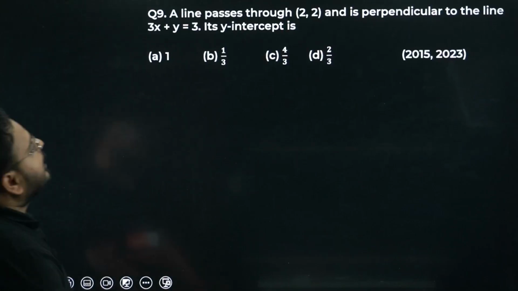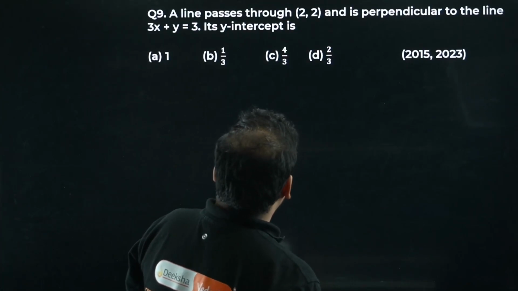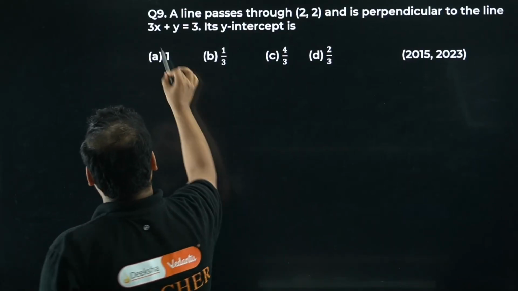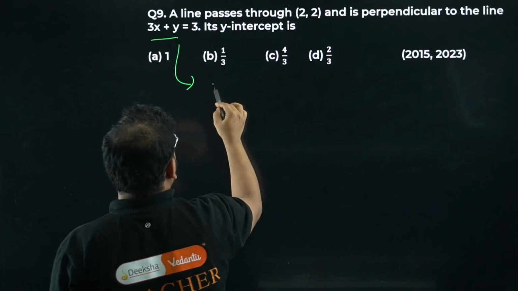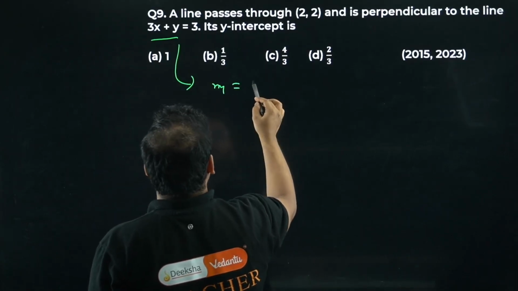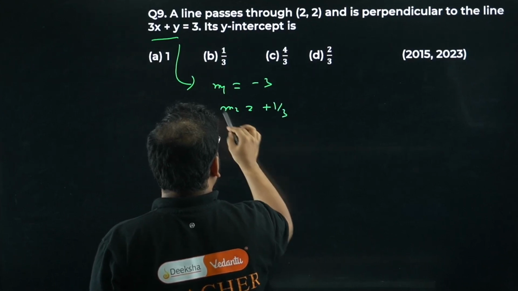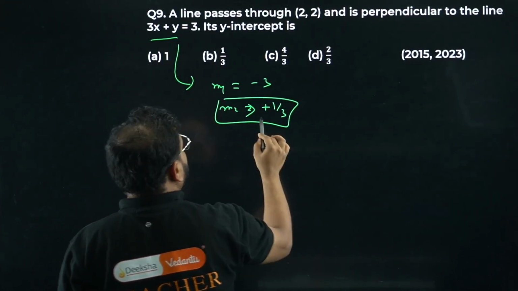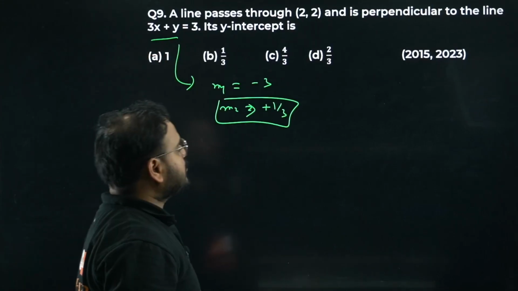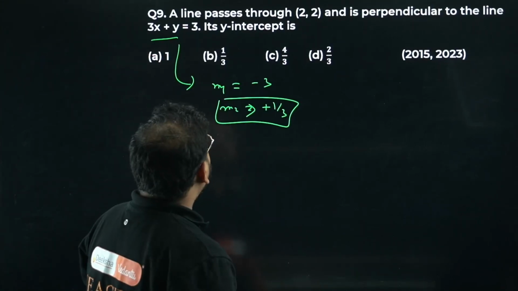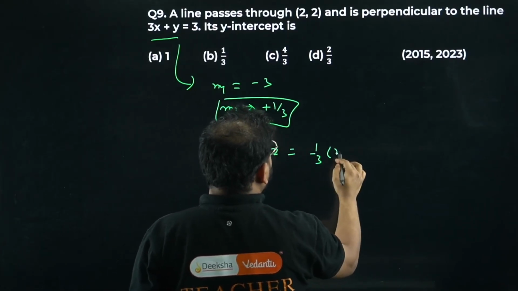9th one now. A line passes through 2, 2 and it is perpendicular to the line. Okay. Let's find the slope over here. First m1 will be minus 3. So m2 will be plus 1 by 3. Correct now? Perpendicular they're saying, right? From here m1 you can see is minus 3, so m2 will be plus 1 by 3. Okay. Now what are they saying? Passes through this means y minus 2 equals 1 by 3 times x minus 2.